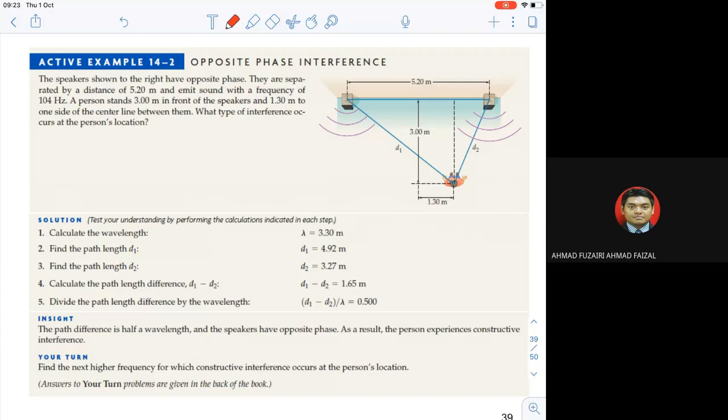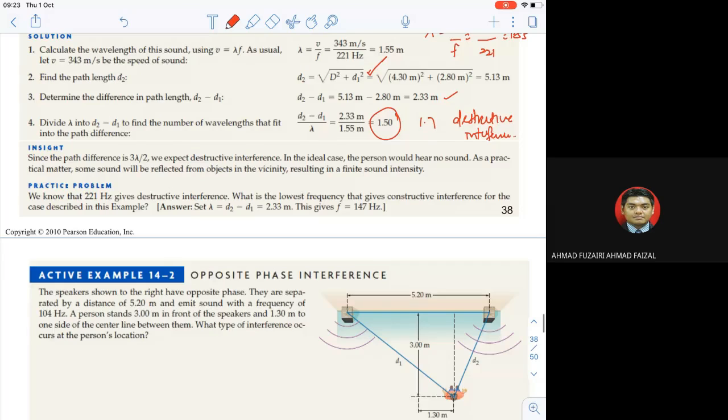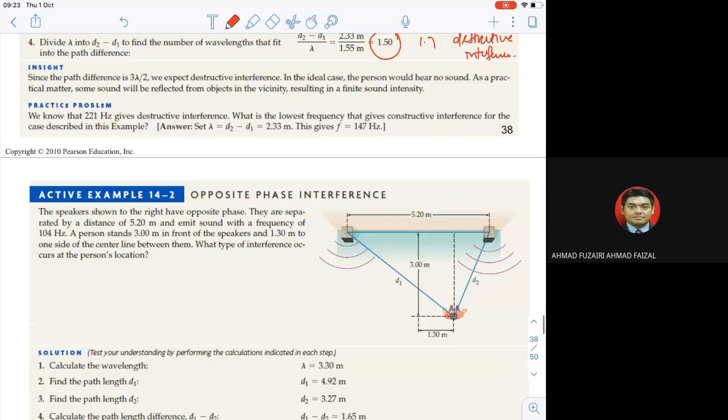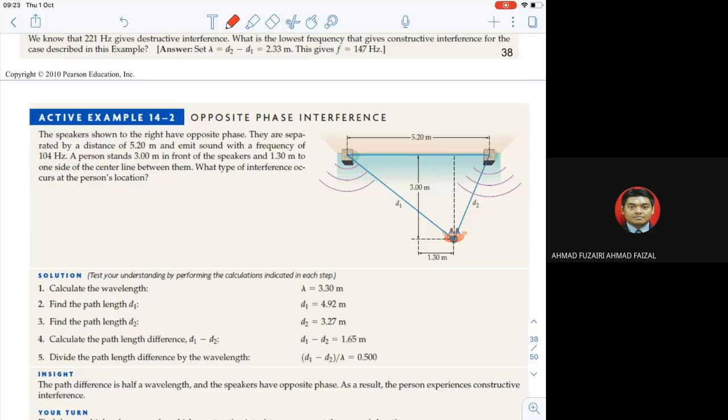Okay, so you need to do some calculations using the one that we did earlier, like this. So let's say for lambda, how to determine the lambda? You need to do v equals f lambda, so lambda equals v over f. What is v? 343 divided by 104. So you will get 3.3 meters.